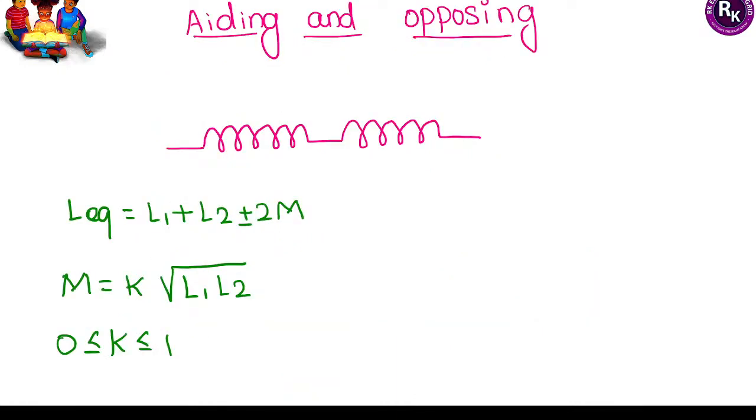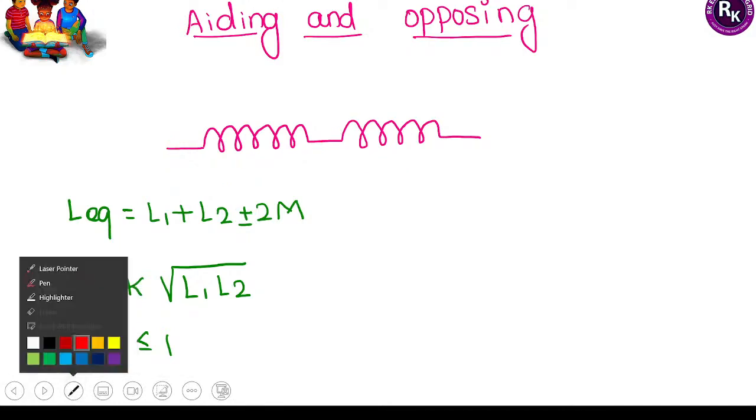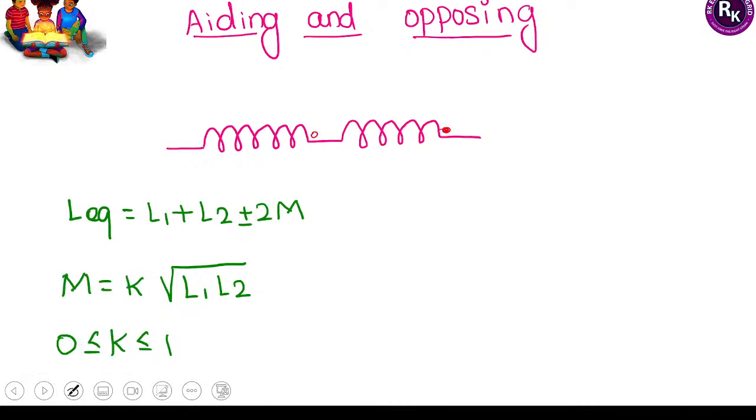That's all. Next, aiding and opposing natures. When we are talking about two coil inductances and their corresponding mutual inductance M, we will be defining it in four ways. While injecting the current, if the current entering point is highlighted by a dot in both coils, then they are aiding each other. Then the formula will be L1 plus L2 plus 2M. And similarly, if the dot is highlighted in the opposite manner, that is, the current leaving point is highlighted by the dot in both coils, in that case also you will have aiding nature. So both coils will be aiding each other. Once again, the formula will be L1 plus L2 plus 2M only.